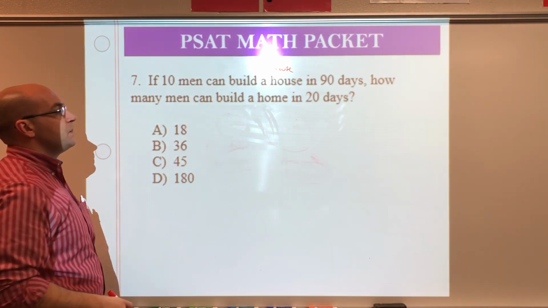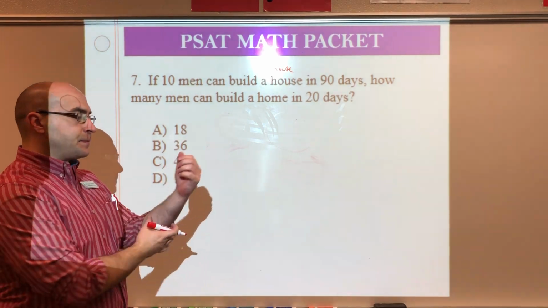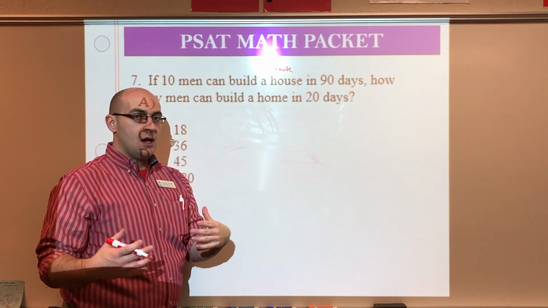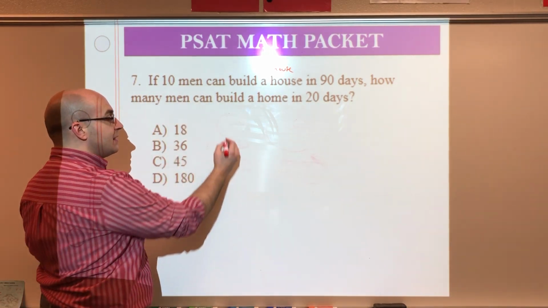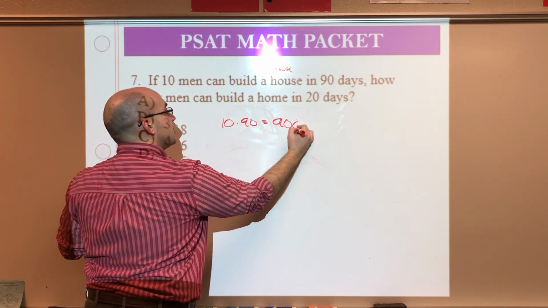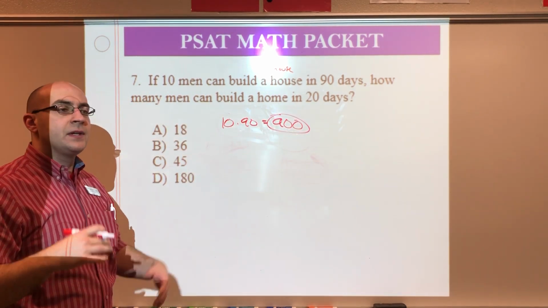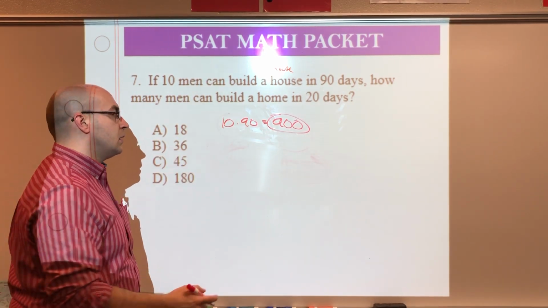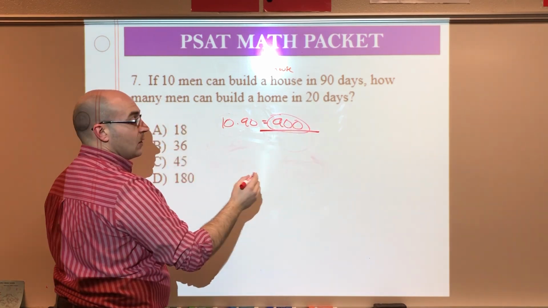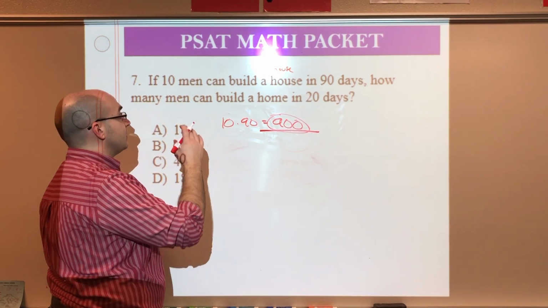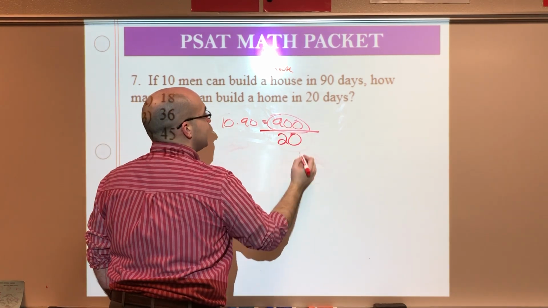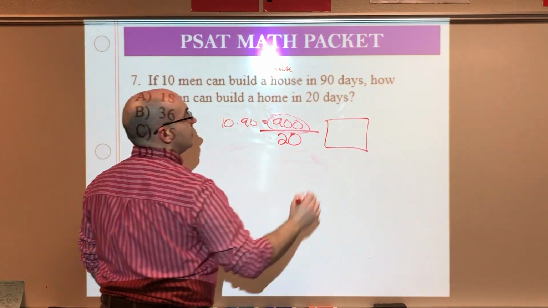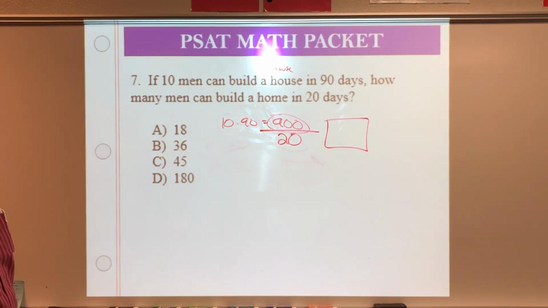Now here is what we're looking for. How many total days does it take to build that one house in the first scenario? 10 men are spending 90 days, so the total man-days is 10 times 90, which is 900. It will take a total of 900 days if you add up every man's days together to build that one house. I'm now going to divide that total by 20 days, because that will give me how many men it's going to take to make that work.